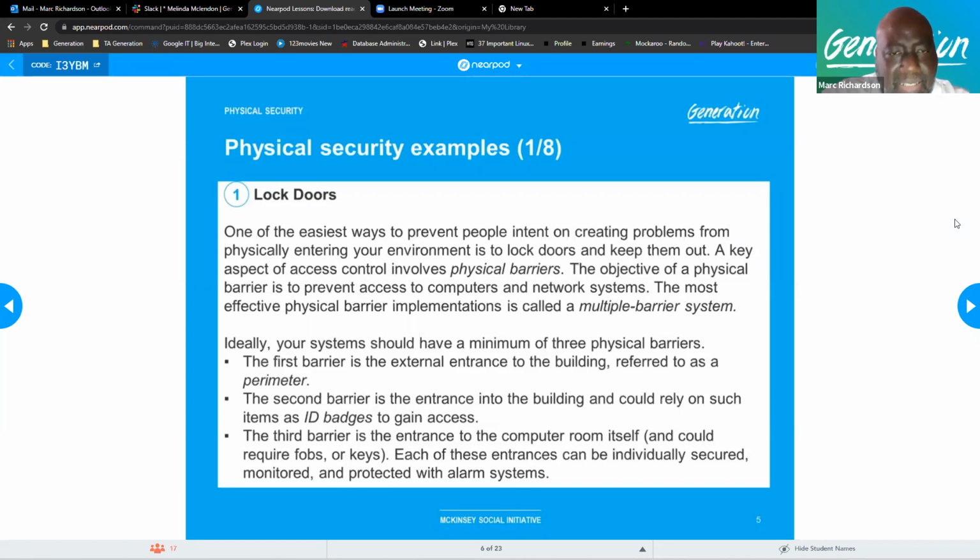A key aspect of access control involves physical barriers. The objective of a physical barrier is to prevent access to computers and network systems. The most effective physical barrier implementation is called a multiple barrier system. First barrier is the external entrance to the building, referred to as the perimeter. Second barrier is the entrance into the building and could rely on such items as ID badges to gain access. The third barrier is the entrance to the computer room itself. It could require fobs or keys. Each of these entrances can be individually secured, monitored, and protected with alarm systems.